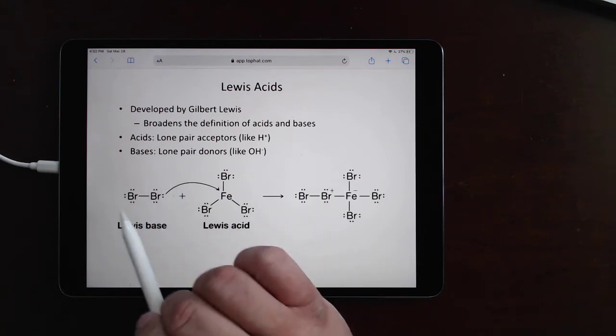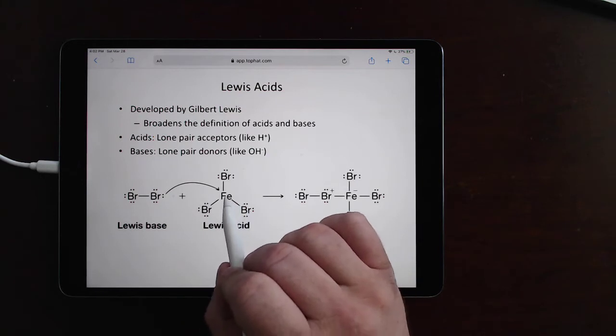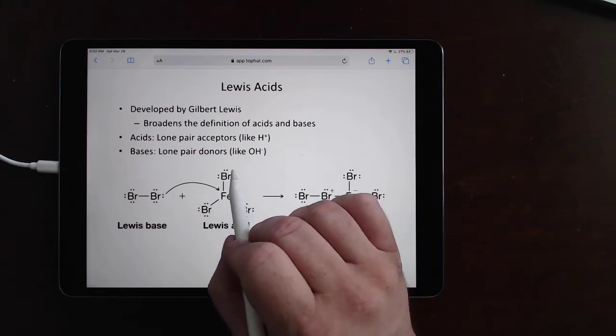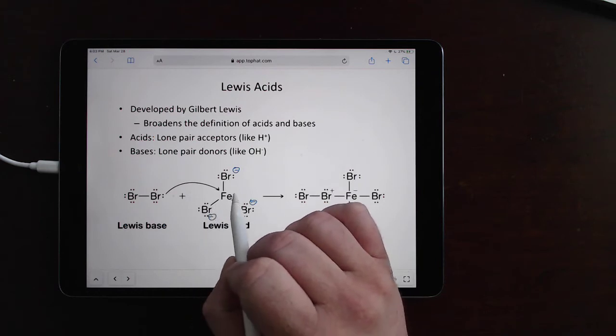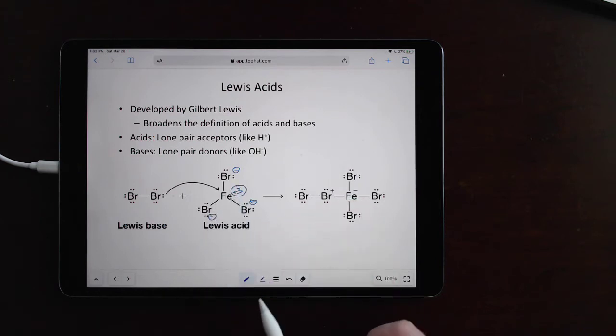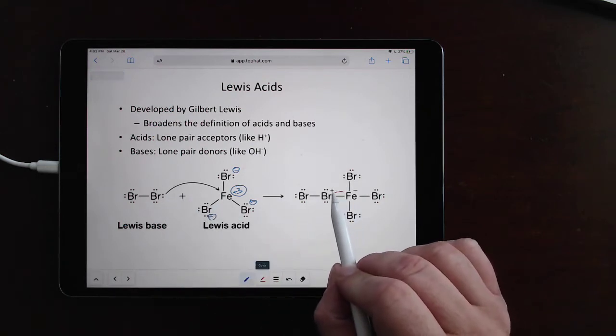In here, this has extra lone pairs. It's going to be attracted to the iron here. You can think of this as a -1, -1, -1, and then this would be, say, a +3. So the electrons are going to be coming in here and making this new bond.